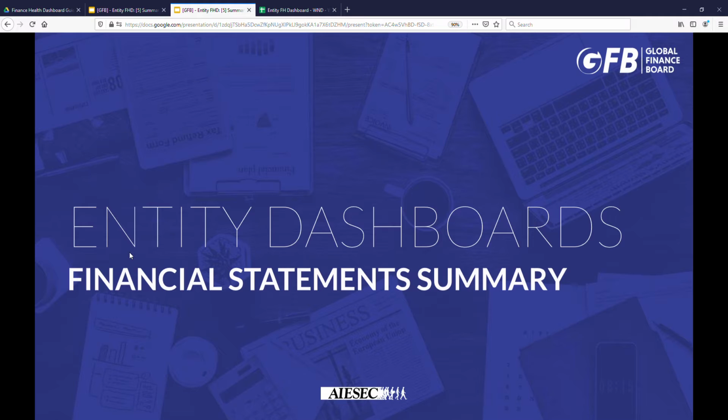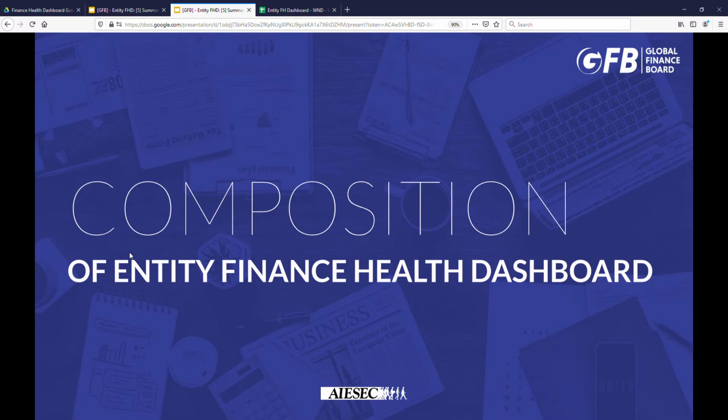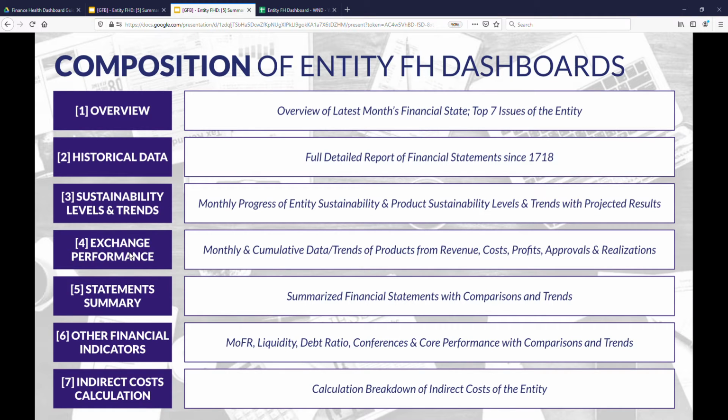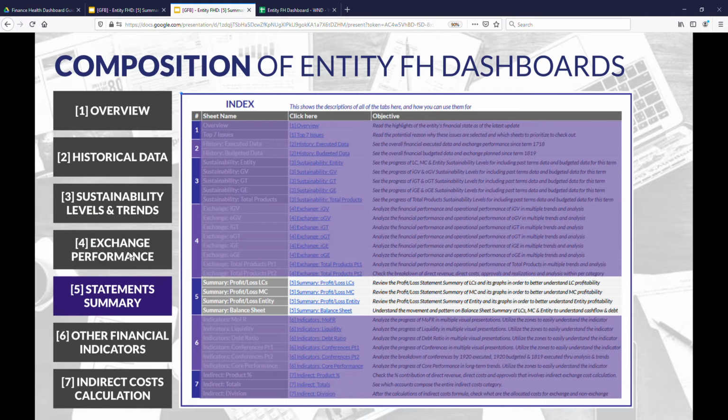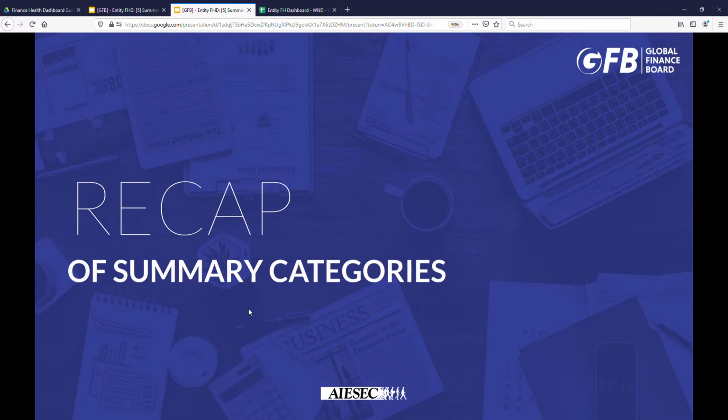The entity dashboards for the financial statement summary category. So let's look at the composition. As you know, this is the composition of the dashboards. We're going to focus on the statement summary here. There is the LCs, MC and entity, then there's the balance sheet. So it's basically two main financial statements, profit loss and balance sheets, and then it's just going to focus on summary. So just a recap.